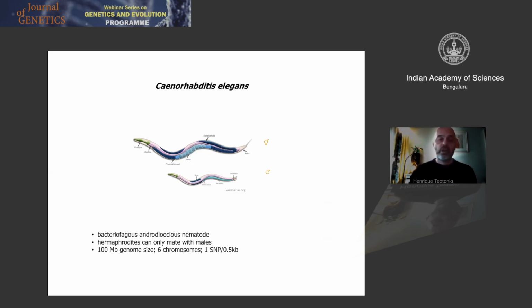And in terms of some of the genomics, they have a 100 megabase genome size. They have 6 chromosomes, 1 sex chromosome, and in terms of diversity in natural populations, they have about 1 single nucleotide polymorphism for about half a kilobase, although it's highly heterogeneous across the genome.